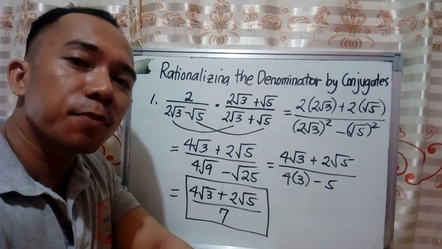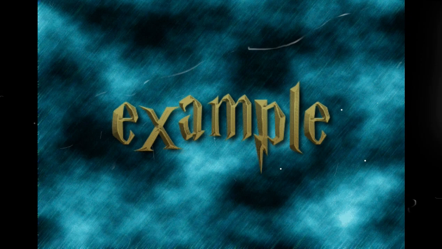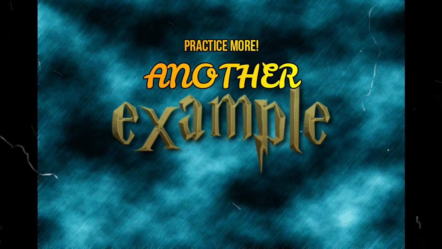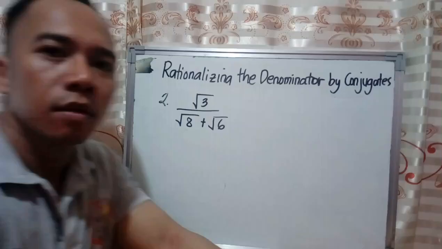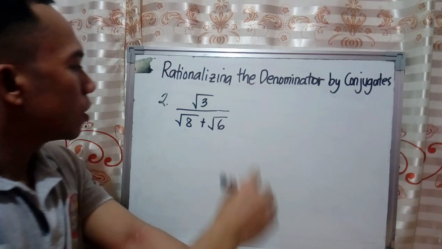Let's proceed to the second example. Okay, this is now your second example. So the second example is square root of 3 over square root of 8 plus square root of 6.